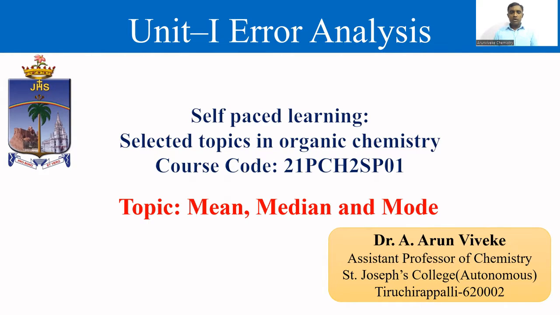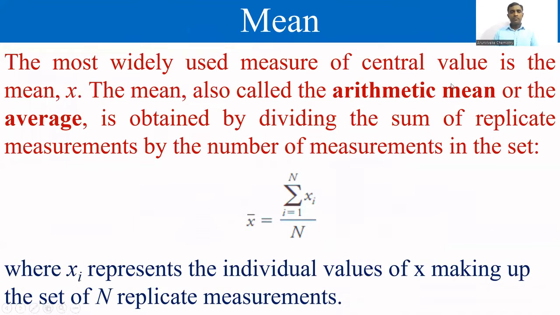We'll look into the topic of mean. It is also called average, and then median and mode. The most widely used measure of central value is called the mean, which is represented by x or x bar. It is also called the arithmetic mean or average. It is obtained by dividing the sum of replicate measurements by the number of measurements in the set.